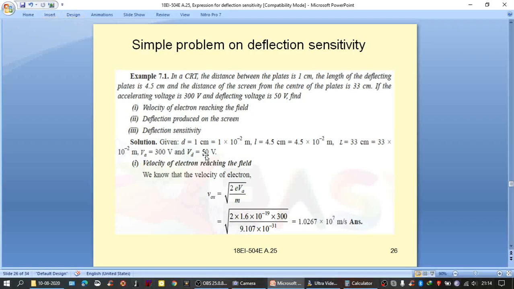Now first, to find the velocity of the electron reaching the field, the formula is quite simple. Already we have done one example. Vox is equal to (2 E VA by M) power half. So 2 into 1.6 into 10 power minus 19 into 300 by 9.107 into 10 power minus 31. So the value comes out to be 1.0267 into 10 power 7 meters per second. This is the initial velocity.